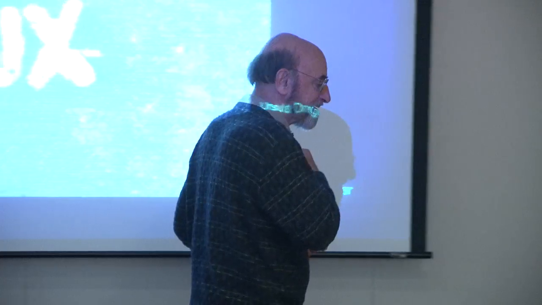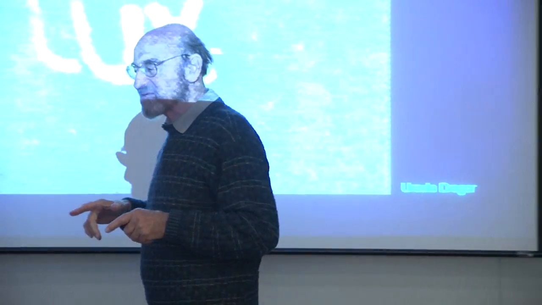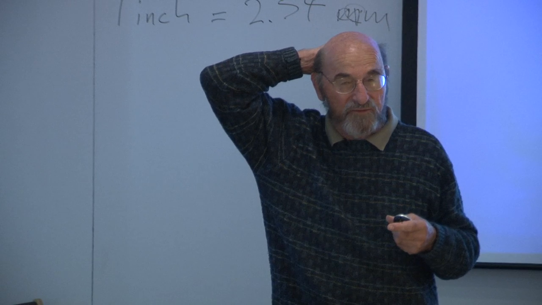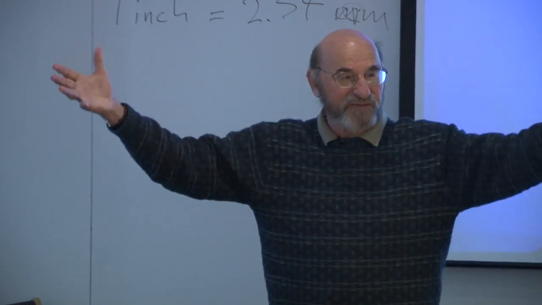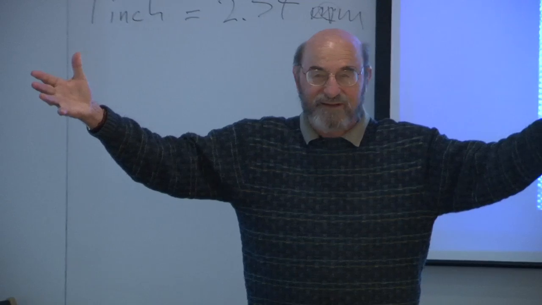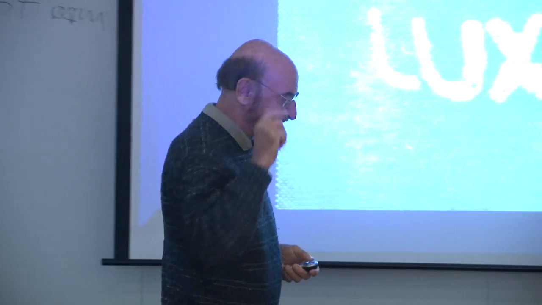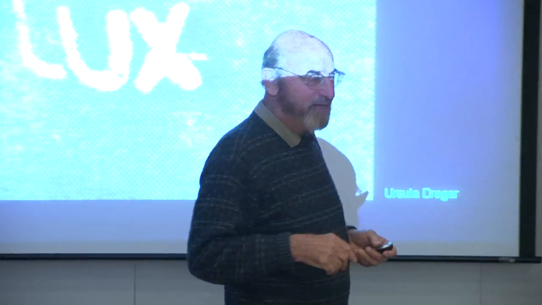And secondly, because many people didn't believe that the images were upside down on the retina. I mean, if images are upside down on the retina, they're upside down in your brain, and yet the world is right side up. What's going on?